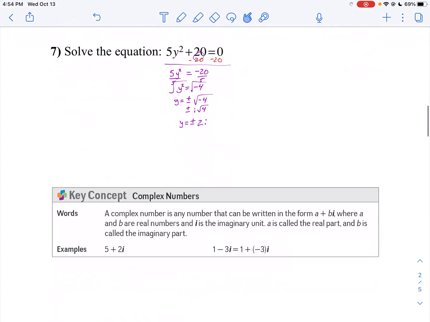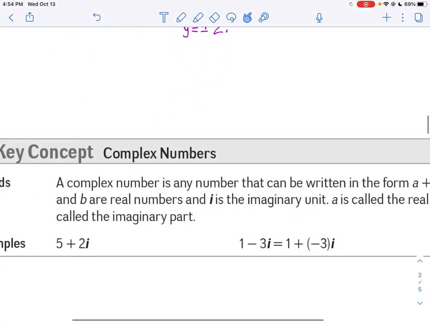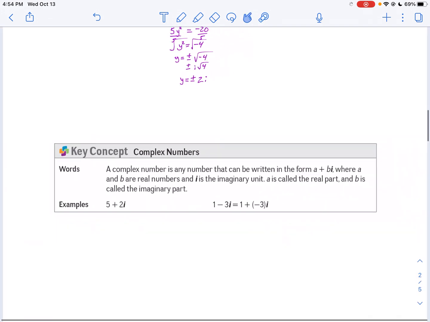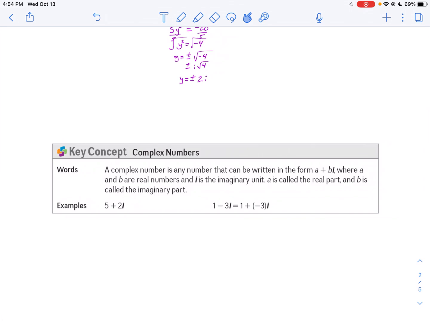A complex number is where we're just going to put a union between our real numbers and our imaginary numbers. So a complex number has a real part and it has an imaginary part. That imaginary part could be positive, it could be negative, it could be anything. But that's what it is. So a complex number is just a combination of real and imaginaries.